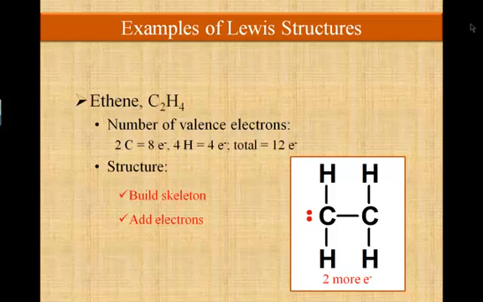If I evaluate this structure, I see that each hydrogen has 2 electrons in its valence shell, and that's good. This carbon on the left has 8 electrons in its valence shell, but the carbon on the right only has 6. So I'll need to use this non-bonding pair of electrons on the carbon, push it in to make a second bond between the 2 carbons. I've made a double bond, and here's my new structure. If you evaluate this structure, you'll see that both carbons have their octet satisfied.